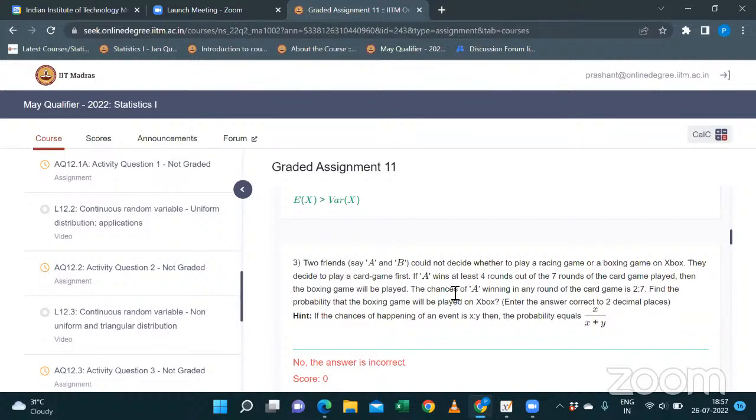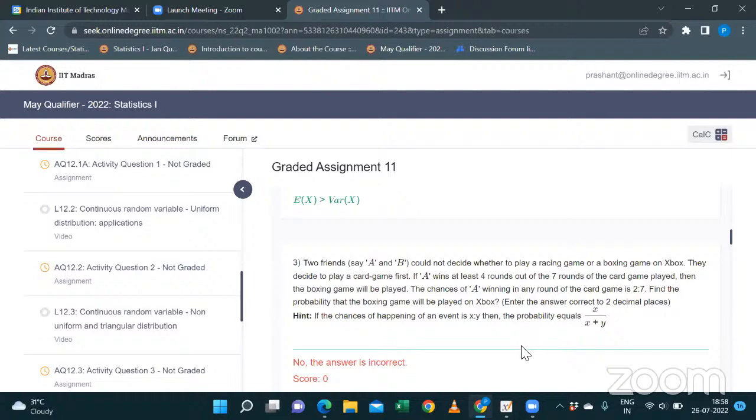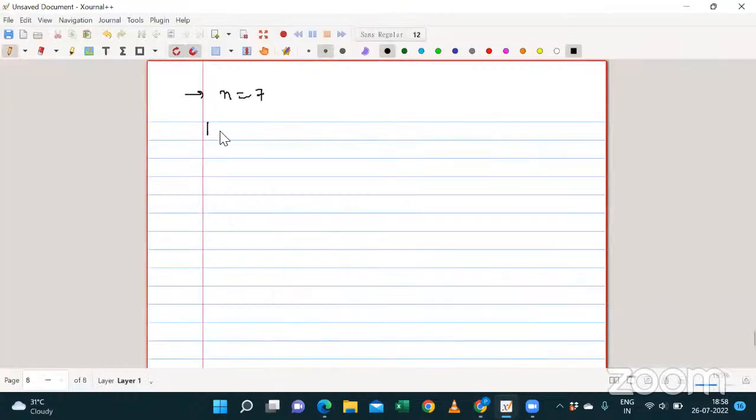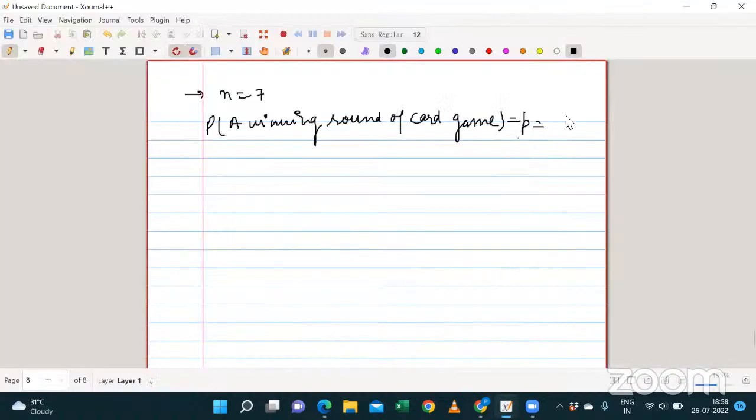Okay, you wanted me to solve this whole question, right? Yeah, whole question. Okay, let's start. See, this is your N is 7, right? And the probability of A winning a round of card game is what? 2:7. That means 2 divided by 9, right? Yes, sir. This is the probability for A, right?